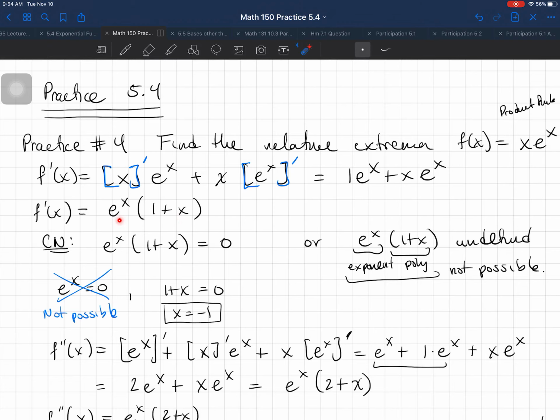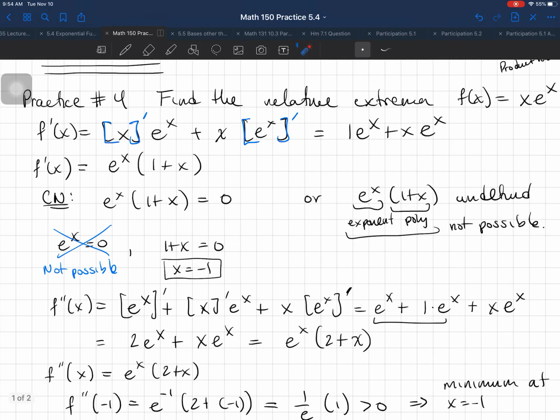And now, to find the critical numbers, this will happen whenever the derivative is 0 or whenever the derivative is undefined. Now, because this is an exponential, it is continuous everywhere, and this is a polynomial. They're both continuous everywhere. So when you multiply two continuous functions, the product is always continuous everywhere. So there's no place where this is going to be undefined. So we're going to move on with this part over here.